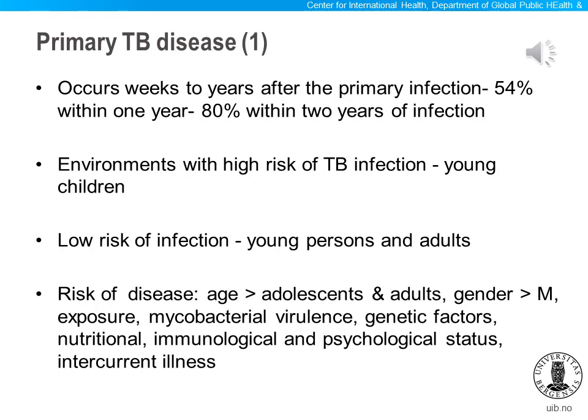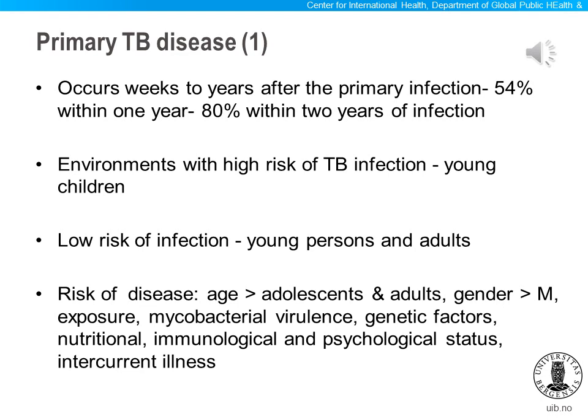Following primary infection, approximately 10% of the infected individuals progress to disease. Clinical disease can occur weeks to years after the primary infection. It is estimated that about 54% of the primary TB occurs within 1 year and 80% within 2 years of infection. With high risk of tuberculosis infection, primary TB occurs mostly in young children, but also among young persons and adults in communities with low risk of infection.